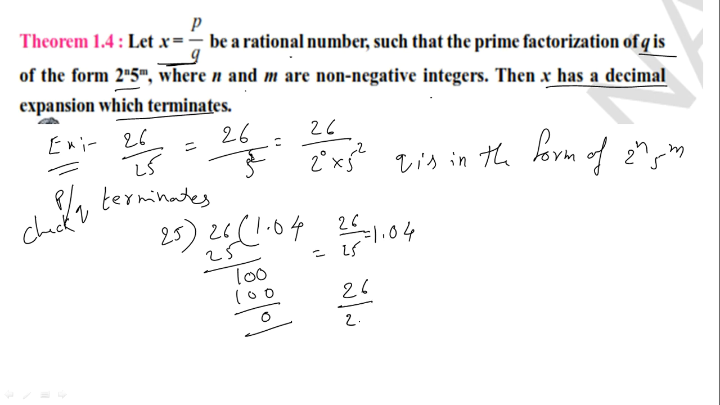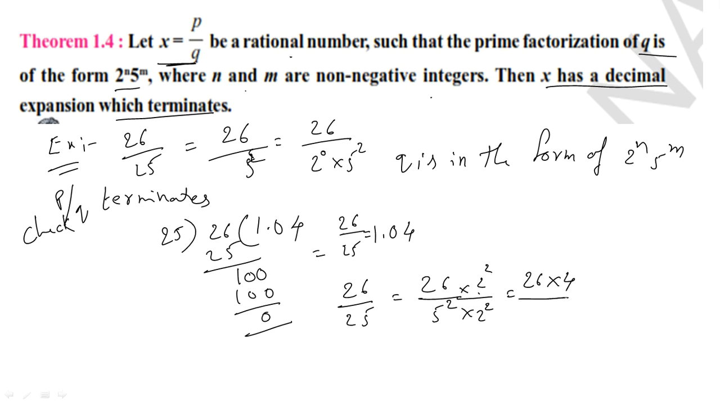I can write it the other way also, that is 26 by 5 square. I'll multiply 2 square in the numerator and 2 square in the denominator so that there is no change. 26 into 4 by 25 into 4, which is equal to, so 26 into 4 is 104 by 100. So if I want to remove two zeros in the denominator, I'll put a decimal after two digits in the numerator. So 1.04. So is it a terminating decimal? Yes, it is terminating.